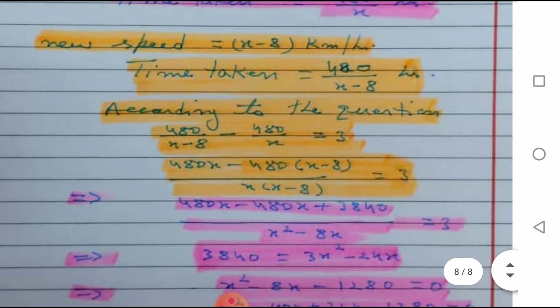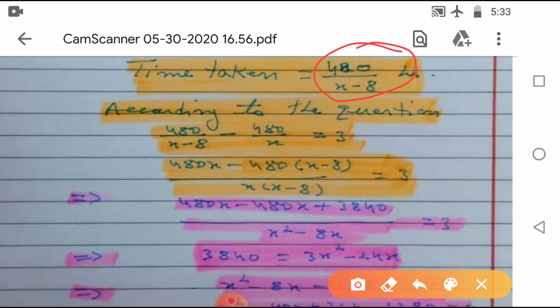Now, the question is saying the second time is 3 hours more than the previous time. So, 480/(x - 8) - 480/x = 3. When the speed decreases, the time will be more by 3 hours. So, our equation is 480/(x - 8) - 480/x = 3. Taking the LCM, x(x - 8), the numerator becomes 480x - 480x + 3840 upon x² - 8x, equal to 3.